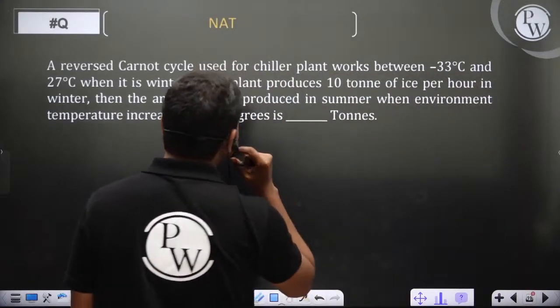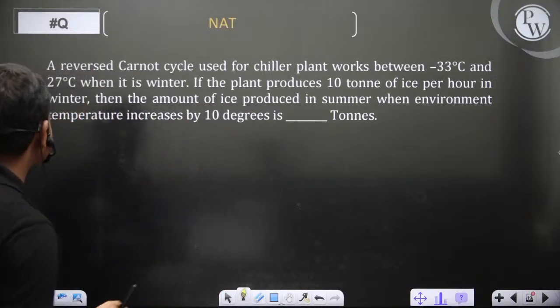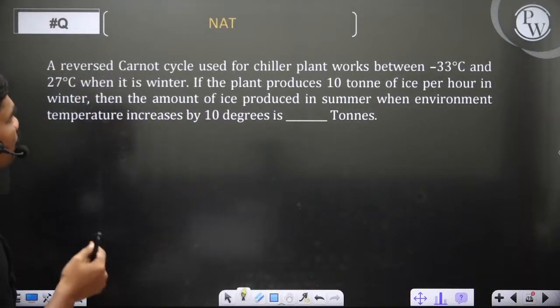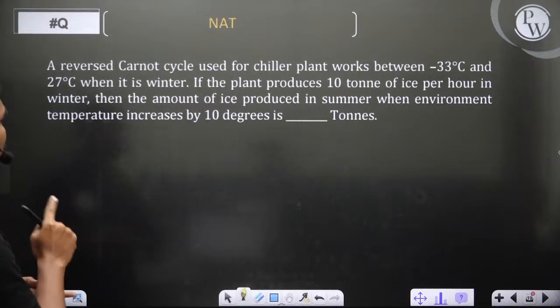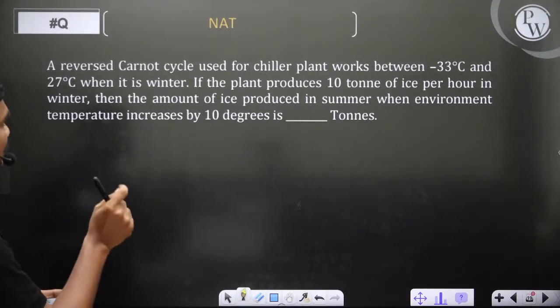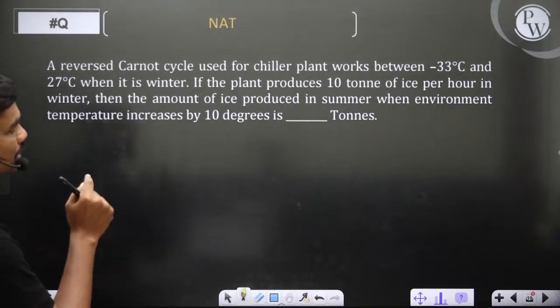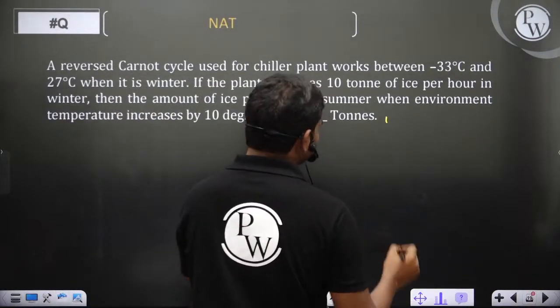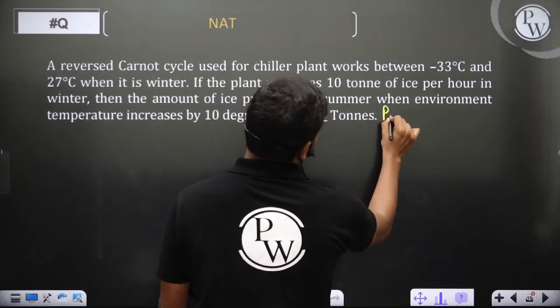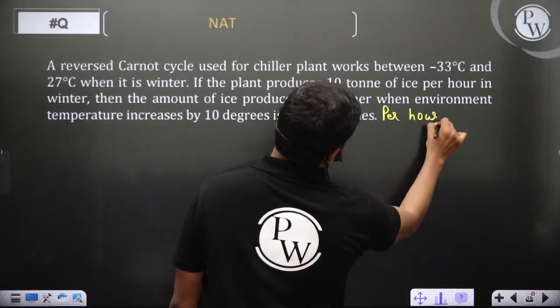Reversed Carnot cycle used for chiller plant works between minus 33 degrees Celsius and 27 degrees Celsius when it's in winter. If the plant produces 10 tons of ice per hour in winter, then the amount of ice produced in summer when environment temperature increases by 10 degrees is dash tons per hour.